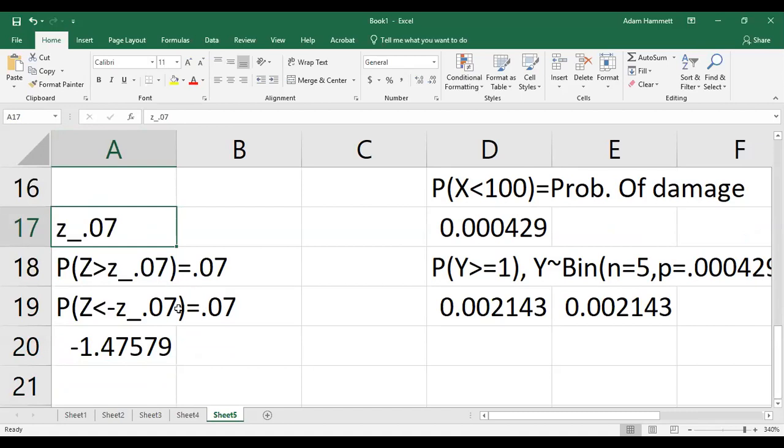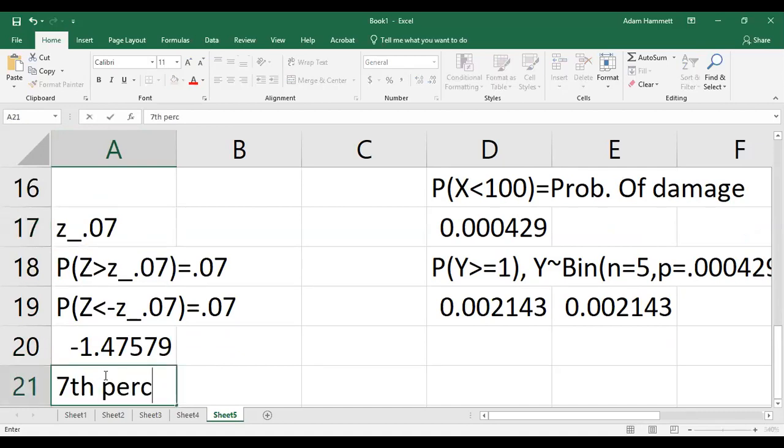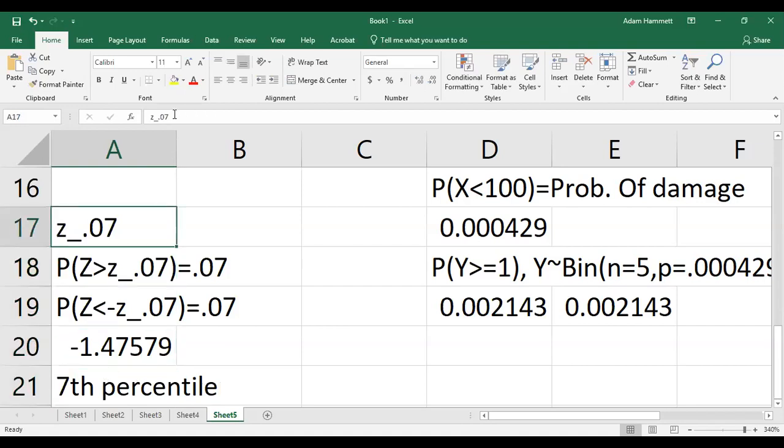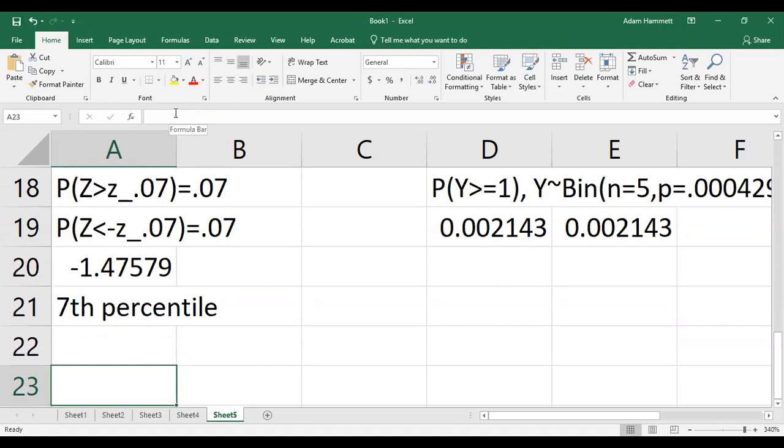That's the negative of this thing. The 7th percentile rank is given by this, so this thing right here is the 7th percentile rank. So what is Z sub 0.07? It's equal to the positive of that, 1.475579. And what about the other one we wanted, Z sub 0.82? Z sub 0.82.